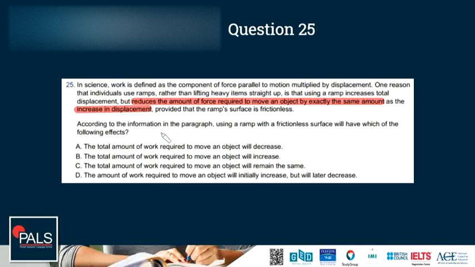So the correct answer here is: the total amount of work required will remain the same. Yes, C. Now we can simplify that a little bit by looking at the formula of work done. The formula of work done is work is equal to force times displacement. If we increase the distance, the displacement, to do the same amount of work, we will need a reduced amount of force. So the amount of energy transferred will remain the same. Work done is the same as energy transfer.